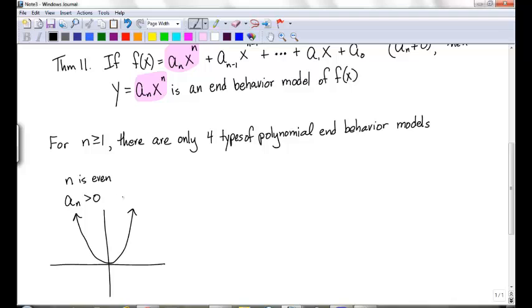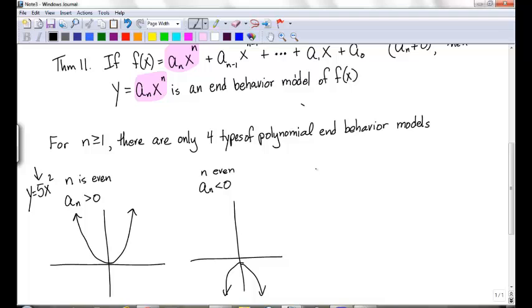And this was, if the a value was positive, that's like if I did y equals 5x squared, something like that. If that's positive, it tells you it's going to open up. Should have gotten that in Algebra 2. If n is even, and the a sub n is less than 0, how is it going to open? It's going to open down, so it'll be something like this. It doesn't say it has to go through 0. It's just going to open down. And same thing if it's like a negative 7x to the 4th, it's going to open down.